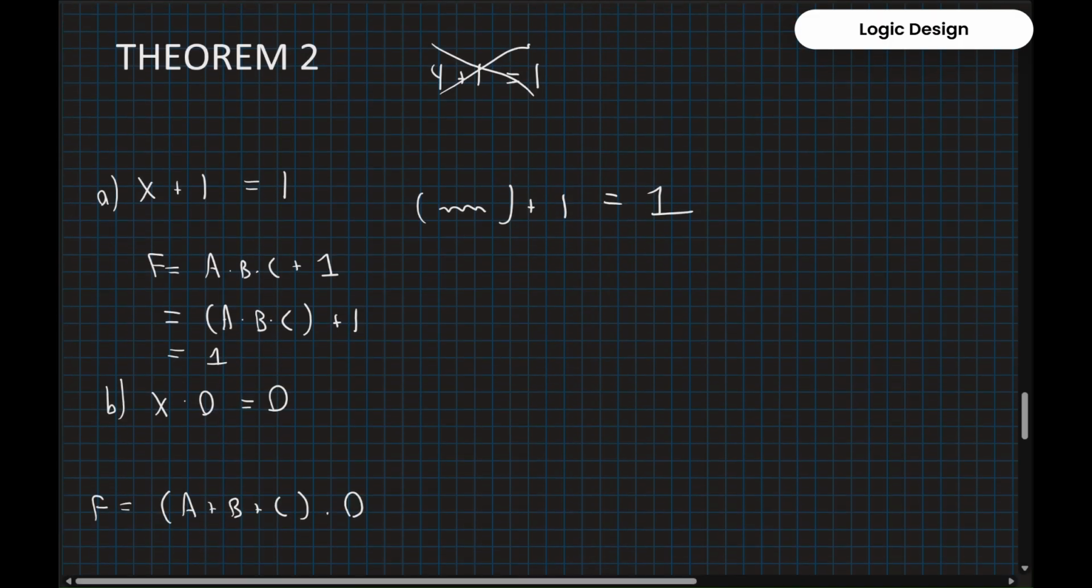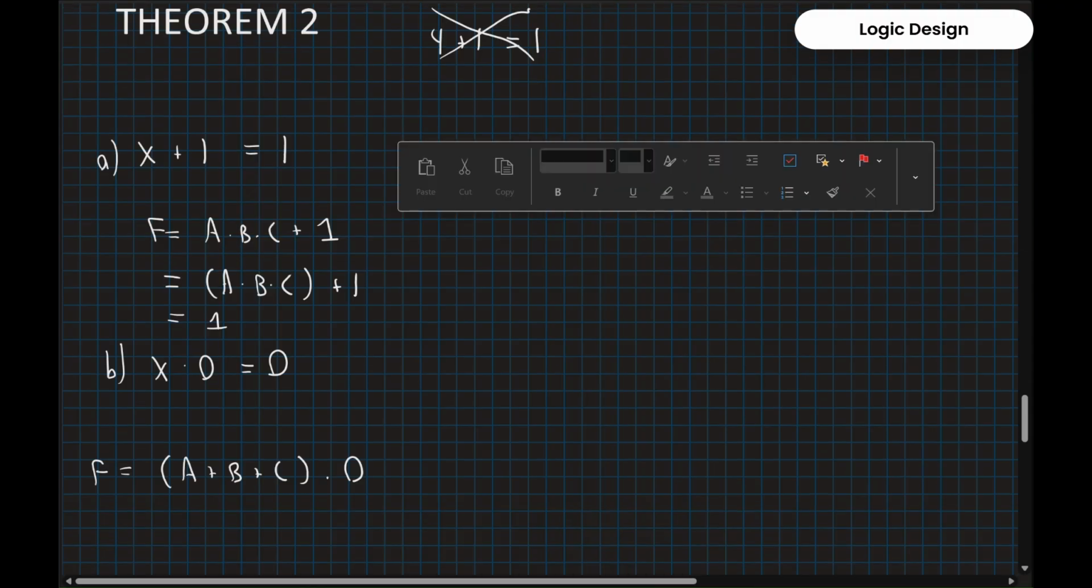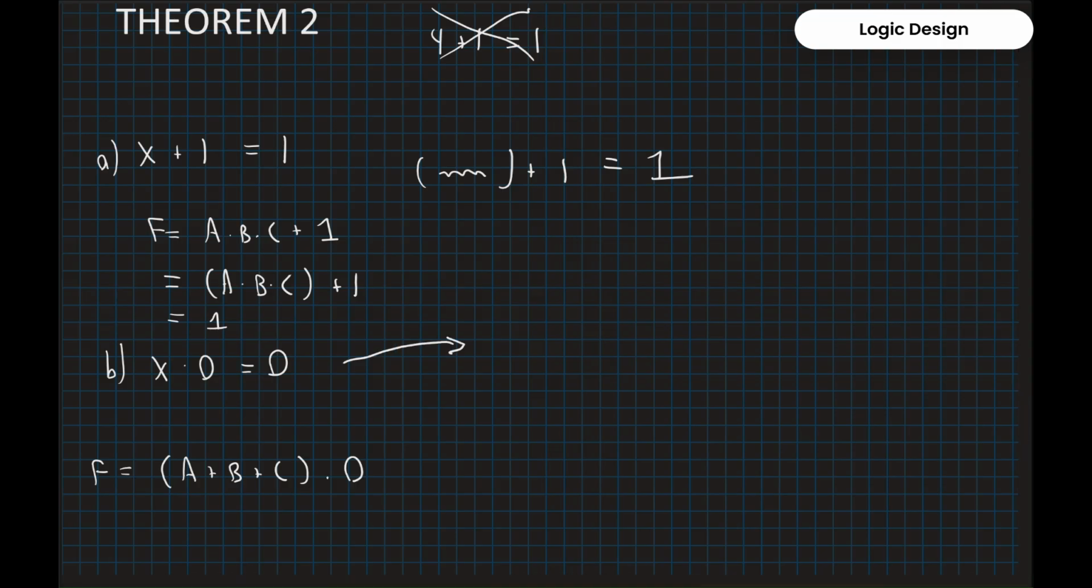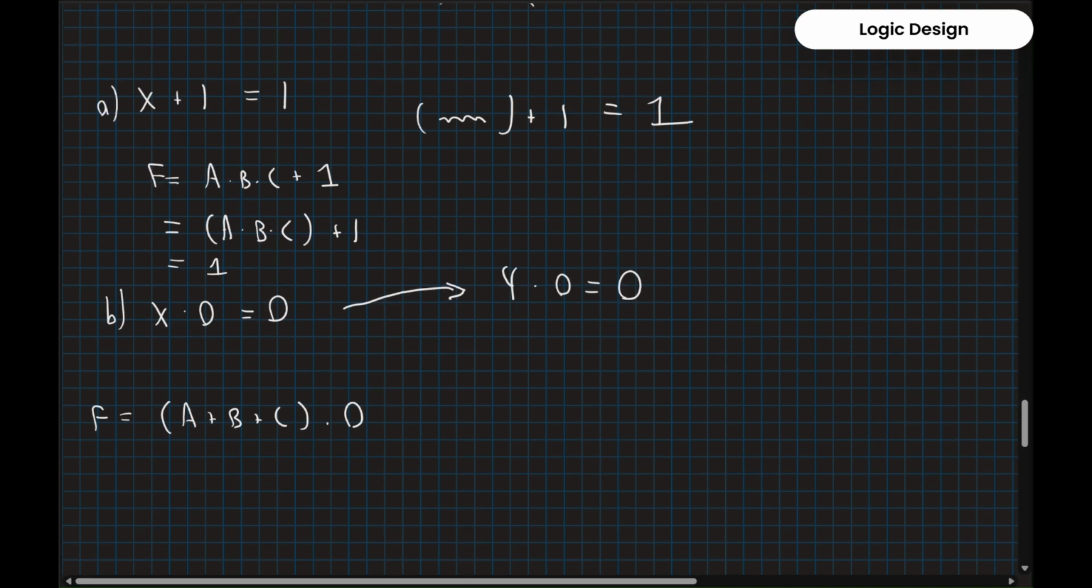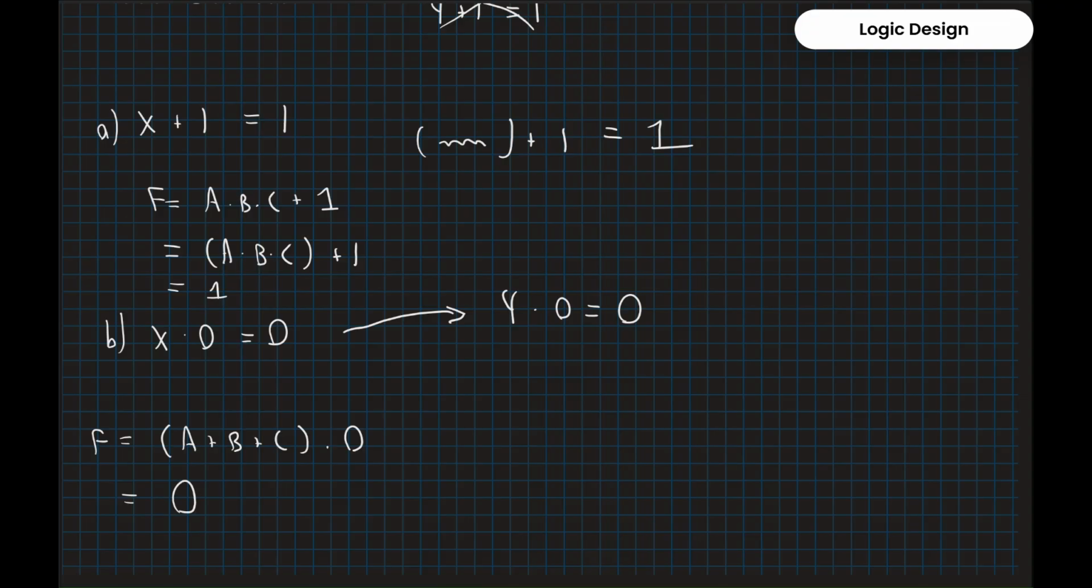Theorem 2, part B: when you multiply x times 0, it would be 0. This is normal multiplication rules. If you multiply a number by 0, it would just be 0. We have an example right here: A plus B plus C, times 0. If you multiply this entire expression by 0, you would get 0.